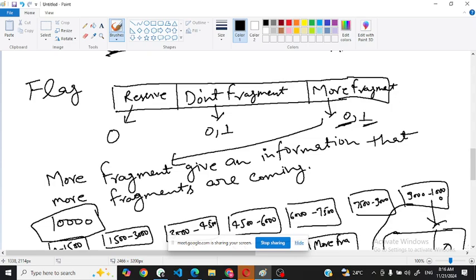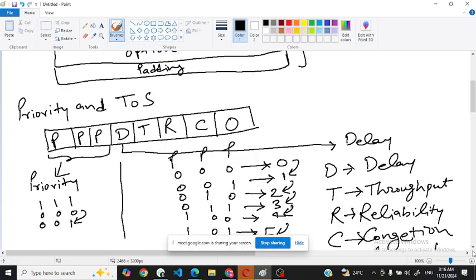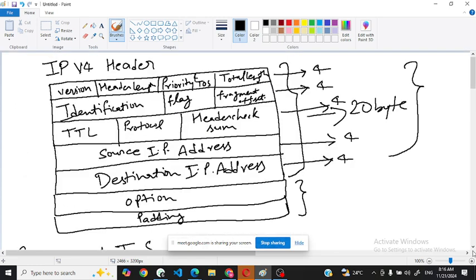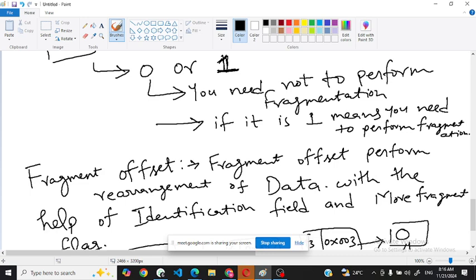Okay, so these are the very important things: 8 bits of priority and type of services, protocol, flag and fragment offset. Anyone who has any doubt, he can ask me.